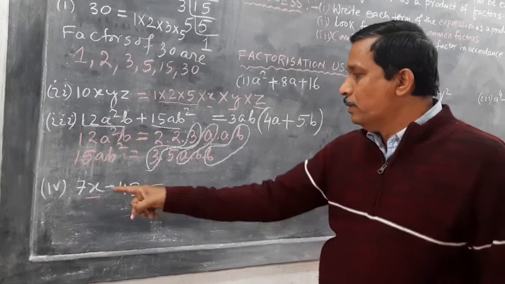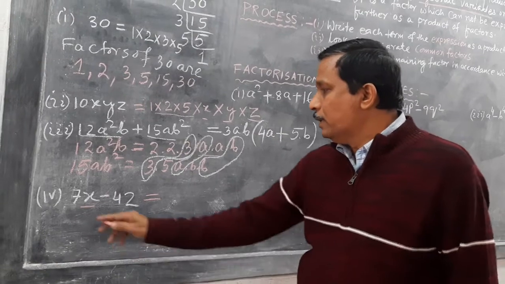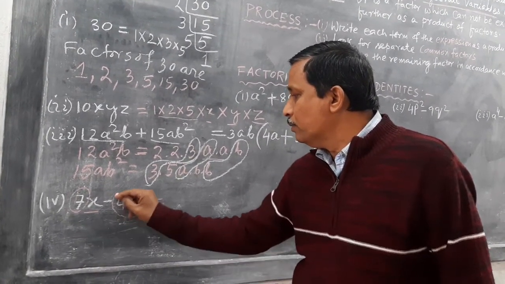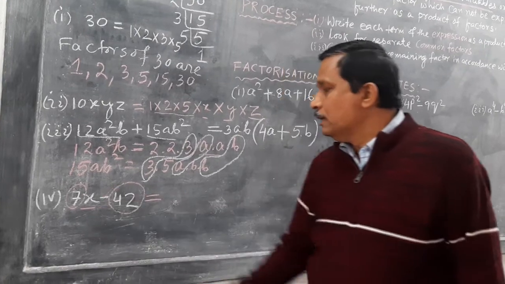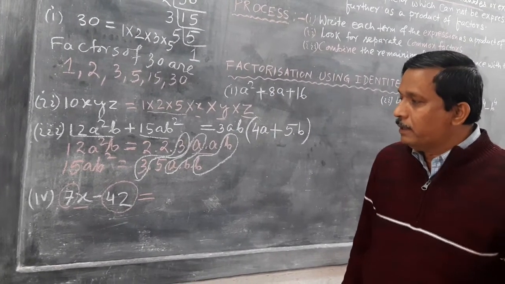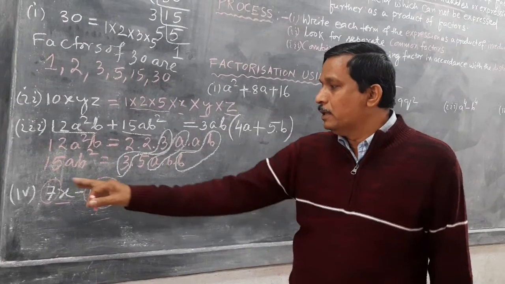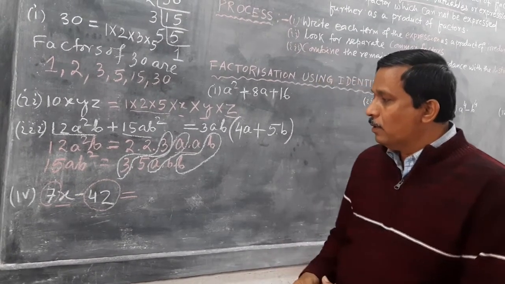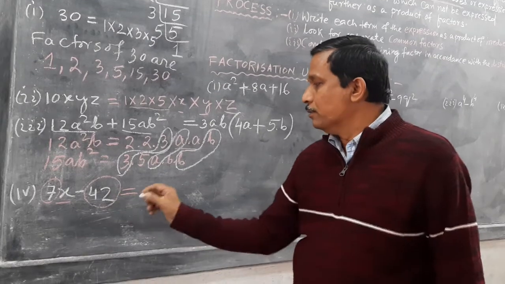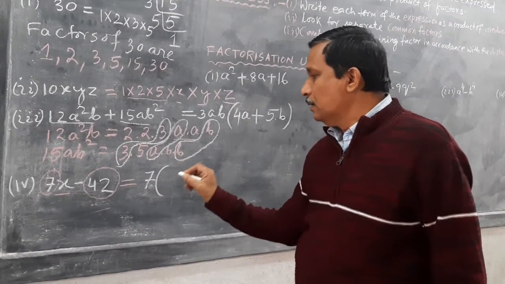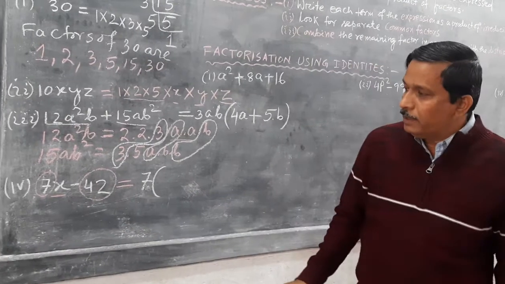So the variable will not be common. But in this 7 and 42, you take your mathematical table, the 7 table: 7 6s are 42. So 7 is common in both the terms, so you take out 7. Then automatically what will remain?